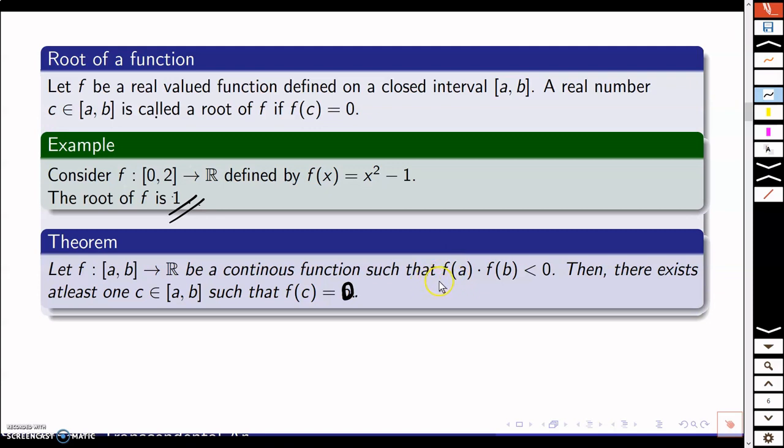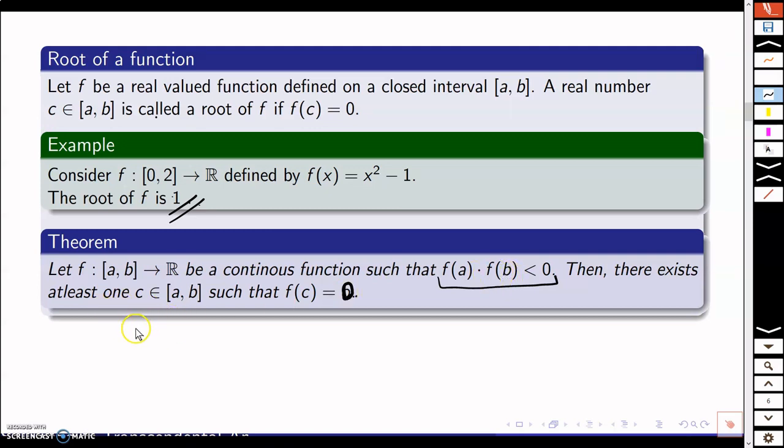Now when I say f(a) times f(b) has a negative sign, what does that mean? I have two real numbers. The codomain is the set of real numbers. So f(a) and f(b) are real numbers, and the product of these two real numbers is negative. That means f(a) and f(b) are real numbers of opposite signs, right?